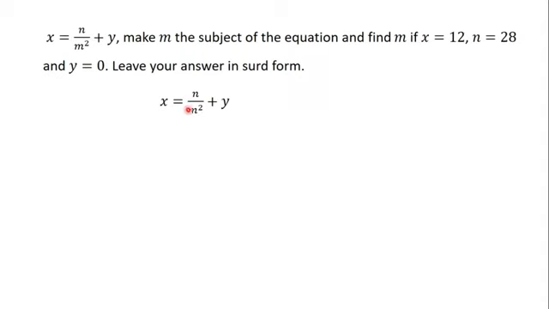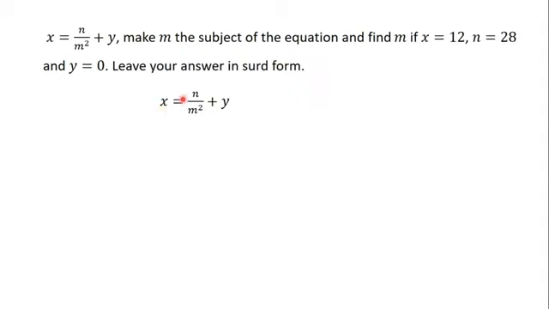So here the fraction we have is n over m squared. That is the only fraction in the equation. It means that the denominator of that fraction is going to be our LCM. The denominator is m squared, so our LCM will also be m squared. We have been able to find the LCM. So the next thing we need to do is to identify the terms in the equation and multiply each term by the LCM, which is m squared.